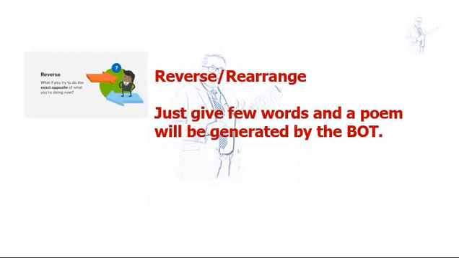Then reverse or rearrange is the last step in Scamper. So instead of you selecting a poem, you can just give a few words, and a poem will be generated by the bot inside. That would be great, right? Three or four lines the bot can generate for you. You just give a feeling, like missing, those kinds of feelings you can just type in there. The bot will generate a poem for you.